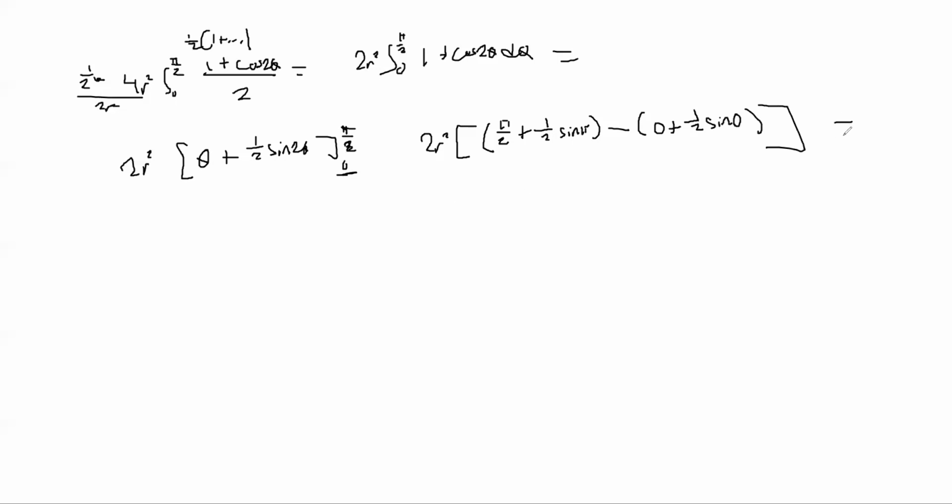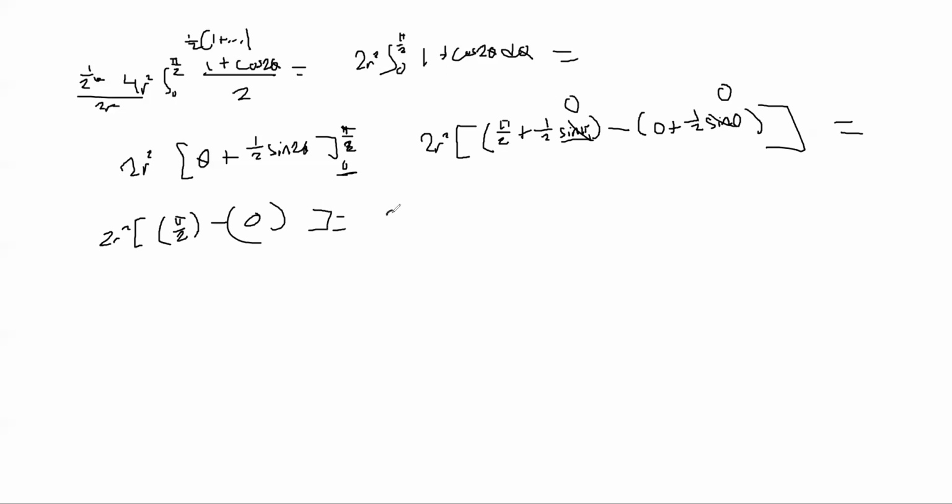All right, now we can simplify this. So I'm going to write the 2r squared again. Let's simplify inside the brackets. So sine of pi is actually 0. If you remember your unit circle, it's at 180 degrees. So 1/2 times 0 is just 0. So we have pi over 2, just pi over 2 for this side. And sine of 0, just like sine of pi, is also 0. And this is 0 plus 0. So we're actually subtracting 0.